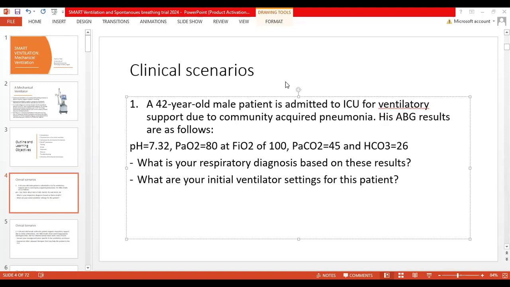All right. So what we do, we calculate the PF ratio. If you look at 80 over 100, that is very, very low. So the oxygenation is a problem here. All right. So, Sabina, what will be your ventilator setting for this patient?